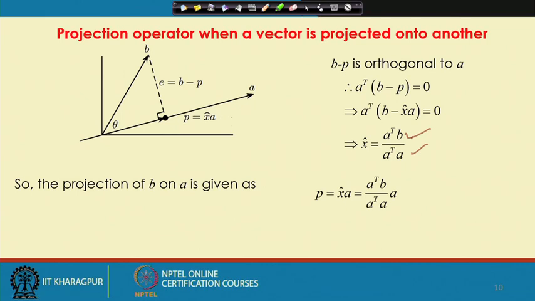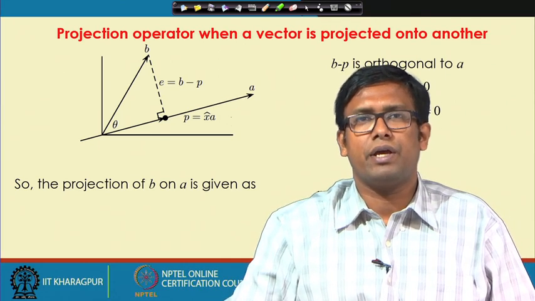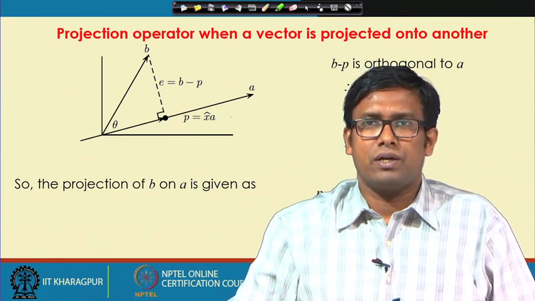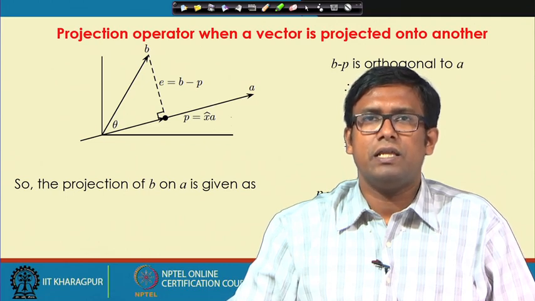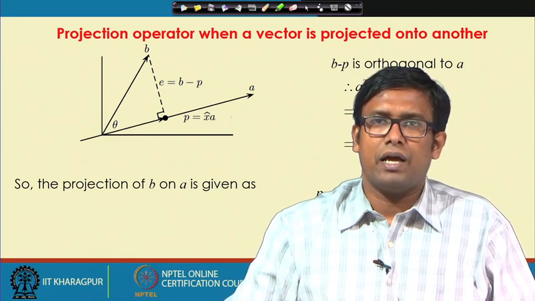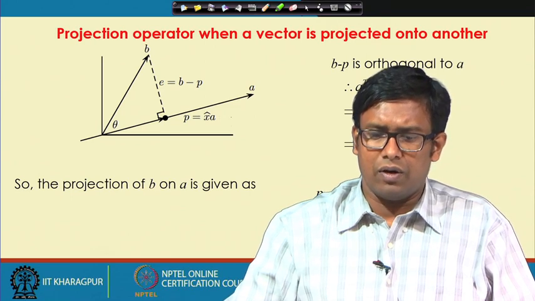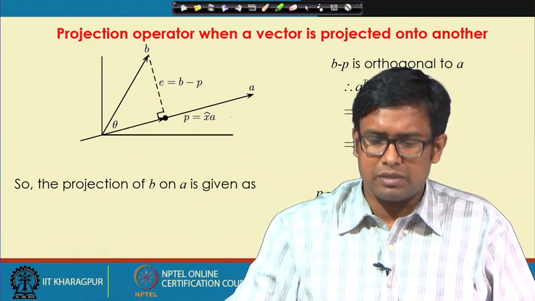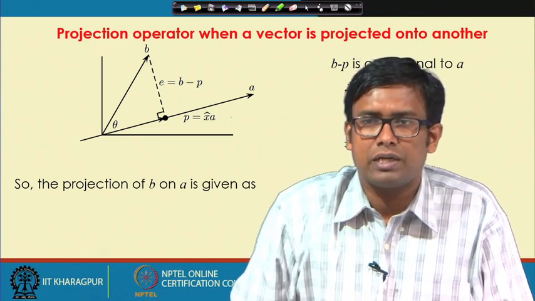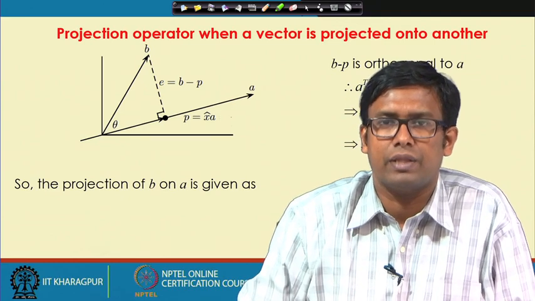We need to only get the constant. So, what is it? A transpose B is the dot product between A and B, and A transpose A is the square of the magnitude of A. So, x tilde is basically the magnitude of B times the cosine of the angle between A and B, and this is the magnitude of the projection with respect to A, and we will multiply it with A.